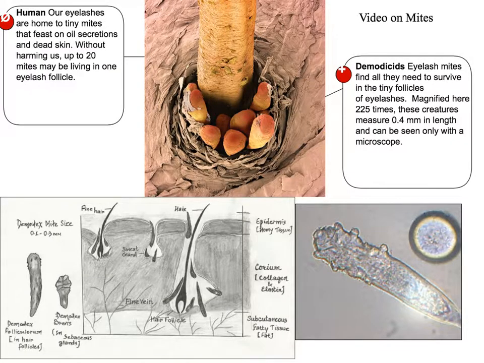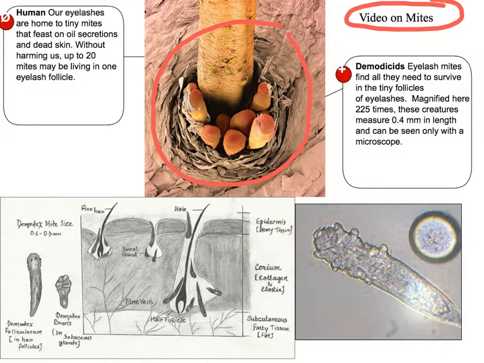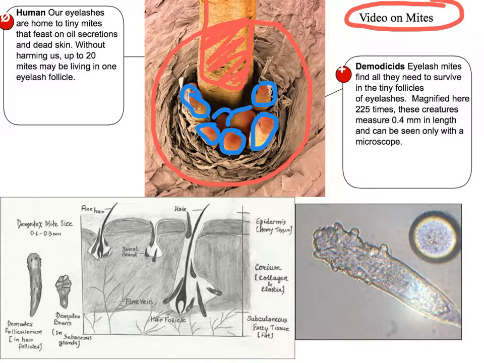Okay, so let's look at another awesome example of commensalism. And you guys are going to watch a video on this, which will make this even better. So this picture right here is one of your hair follicles on your face. It's either from your eyebrow or your eyelash. This right here is your eyelash. This is your hair right here. Now each one of these things that I'm outlining in blue is a mite. It is another living organism that lives inside the hair follicles on your skin.